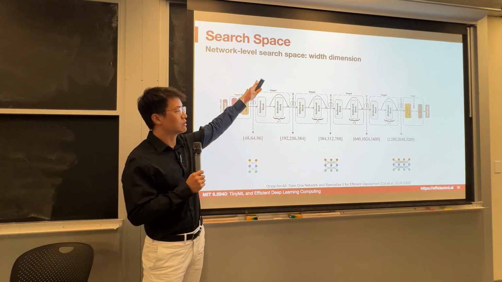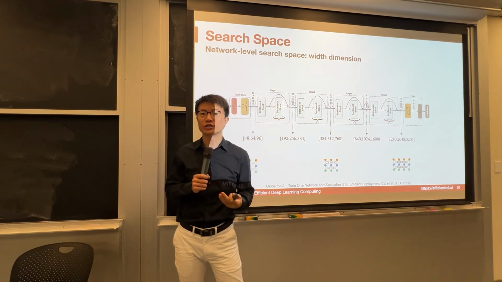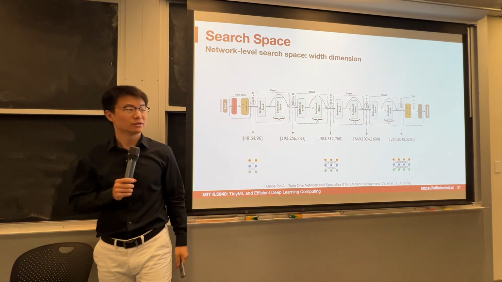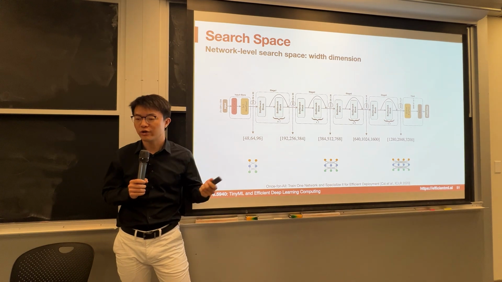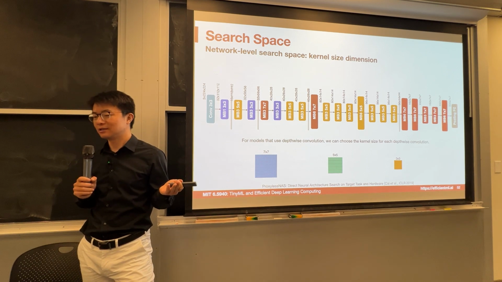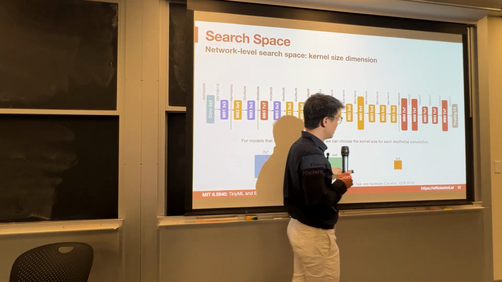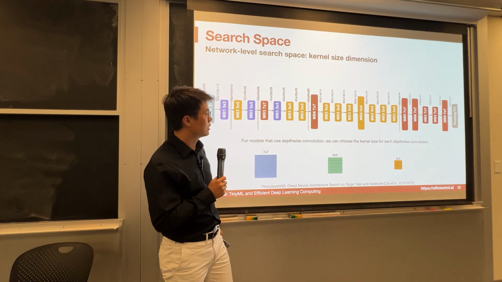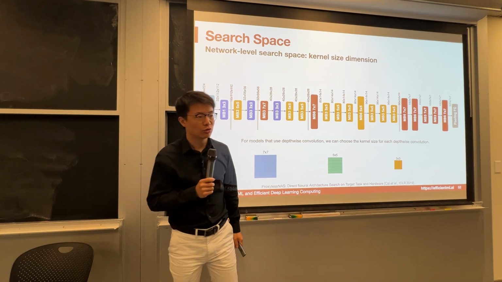We also have the width dimension. We can choose between like 384 channels, or 512 channels, or 768 channels. And for different blocks, we can choose different numbers of channels. So that's the width dimension. We also have the kernel size dimension. So we can either use 7 by 7, pretty large kernel, or 5 by 5, or a pretty small 3 by 3 kernel. So you may ask whether we can always use 3 by 3 kernel? What are the pros and cons?